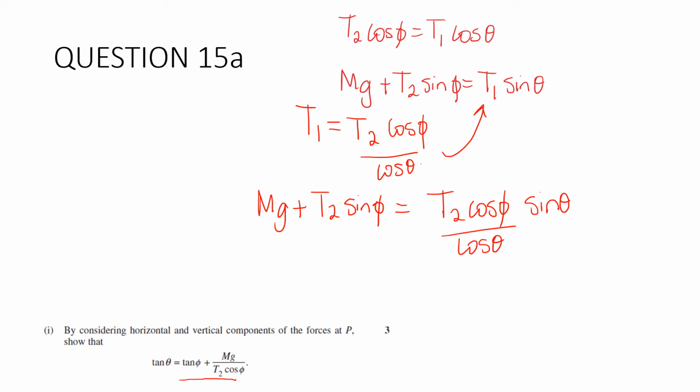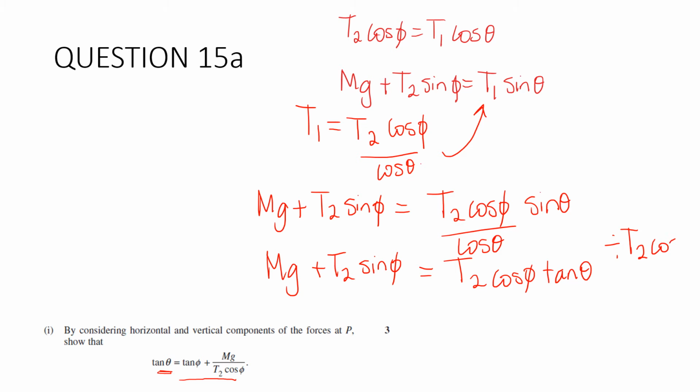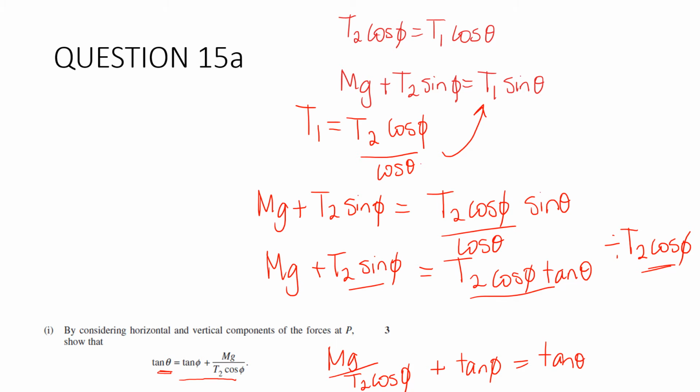Where are we going with this? I can see I've got that tan there. So mg plus T2 sine phi is equal to T2 cos phi tan theta. And now let's divide everything by T2 cos phi. That will give us mg over T2 cos phi plus this one divided by this is tan phi, and this one divided by this, the T2's cancel out, the cos's cancel out, we've got tan theta. And that's what we need.